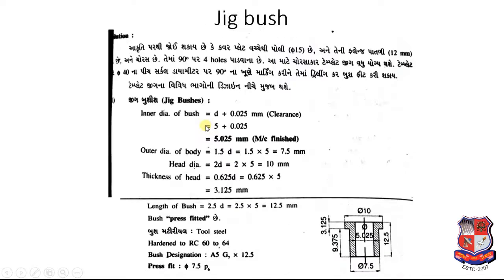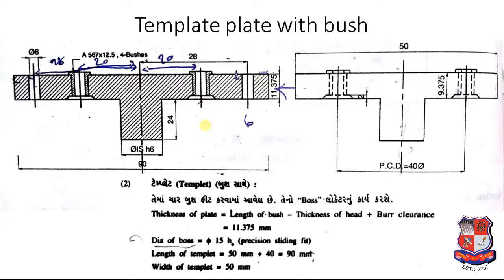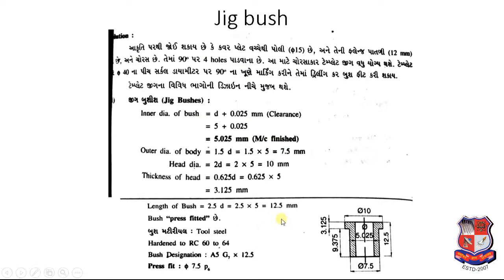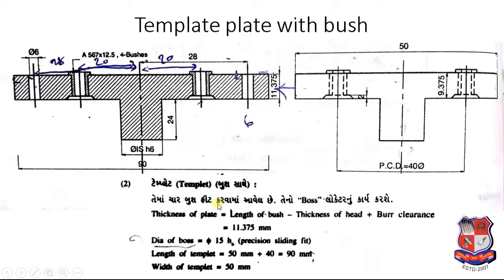Burr clearance is provided so that the hole that is produced in the plate component has some relaxation or gap, so the burr will not be welded on the jig. So thickness of template plate will be length of bush minus thickness of head plus 2 mm burr clearance. So length of bush is 12.5 mm minus head thickness 3.125 and plus 2 mm burr clearance. So dimension of thickness of plate will be 11.375.